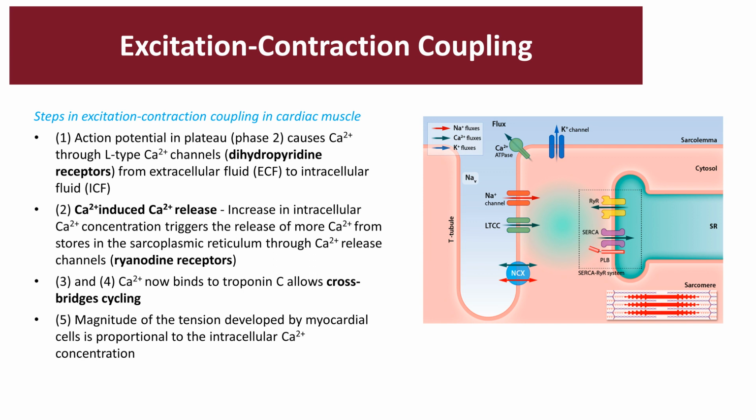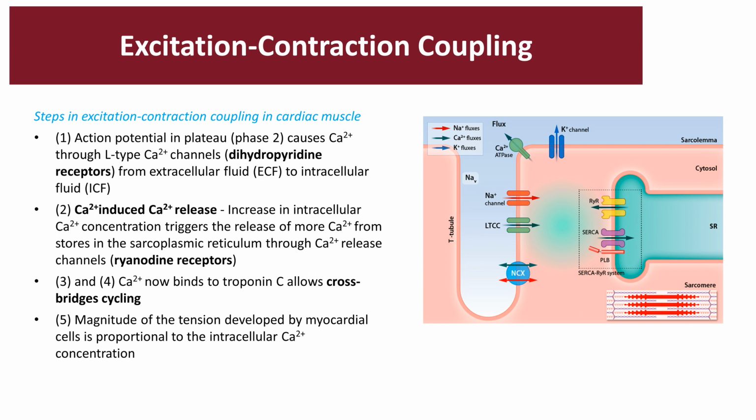Steps 3 and 4 include calcium now binding onto troponin C that then frees up the actin and myosin to engage. Then we have the cross-bridge cycling of CPRR. That follows the 5th step, which is that the amount of tension developed by the myocardial cells is directly related to how much intracellular calcium there is in the cell. Calcium enters via the plateau phase, leads to the calcium-induced calcium release. Calcium binds to troponin C, causes the cross-bridge cycling, and tension is generated.